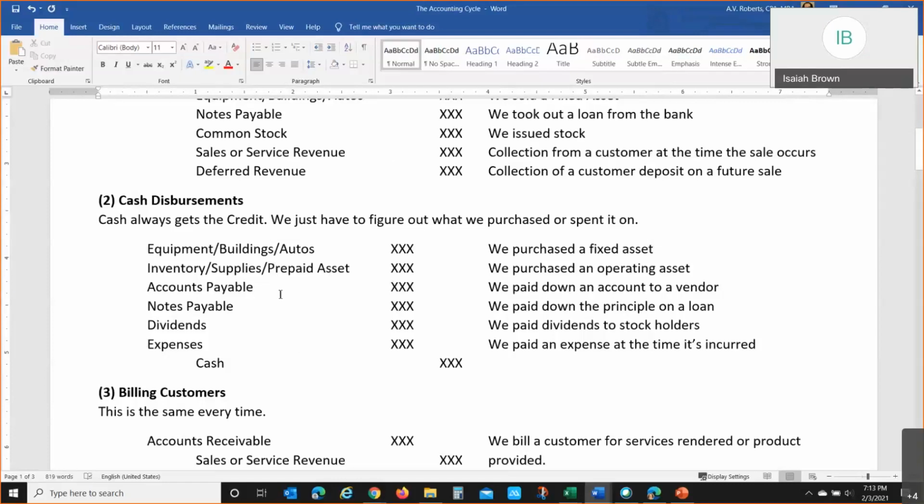And I was a little bit confused as I started to try to grasp the concept of credits to debits.